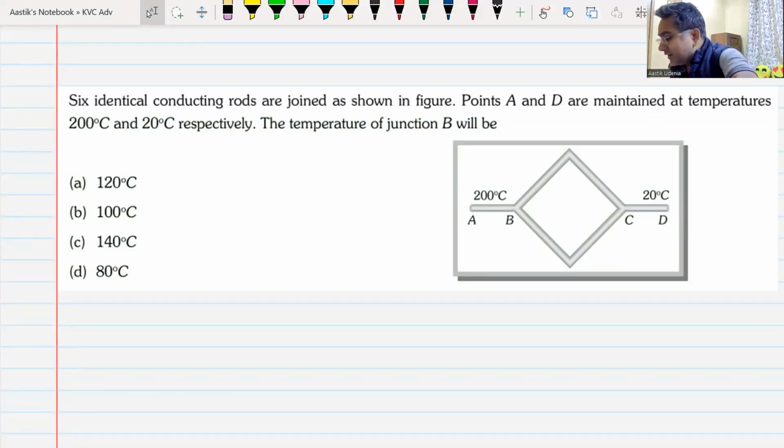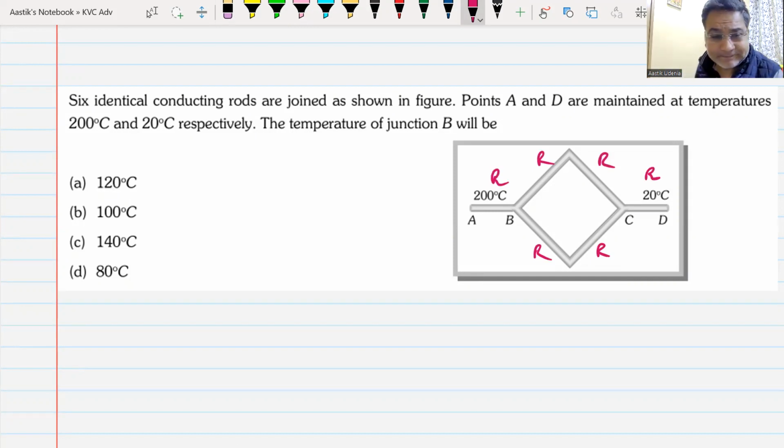140 degrees is the correct answer. Remember, all these rods are identical. So all the resistances, you can call them R, R, R, R, R, and R. Yes or no? Yes, sir. These two R are in series, so it becomes 2R. These two are also in series, so it becomes 2R. Yes, sir.